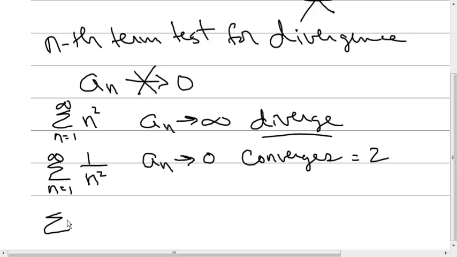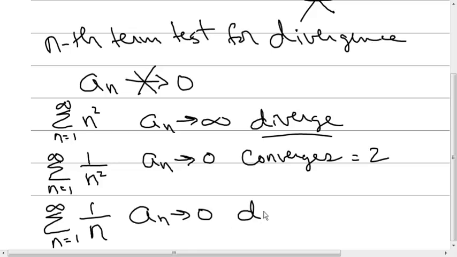However, if we look at a very similar case, the sum from n equals 1 to infinity of 1 over n. Now, in the limit as n goes to infinity, does 1 over n go to 0? Absolutely. So this does go to 0. That's still true. But I think we'll work this out later, this diverges, goes to infinity.